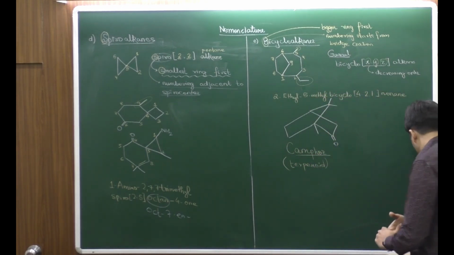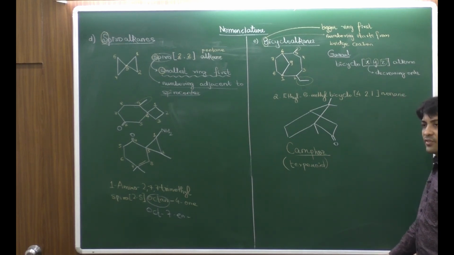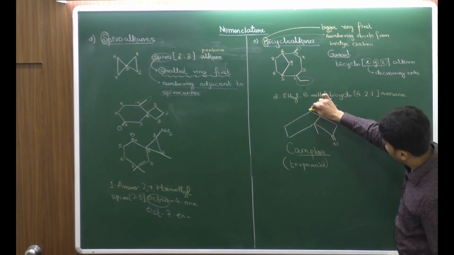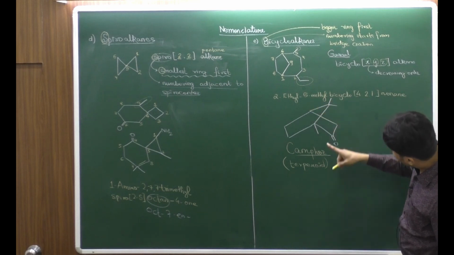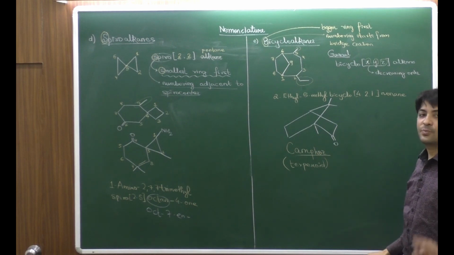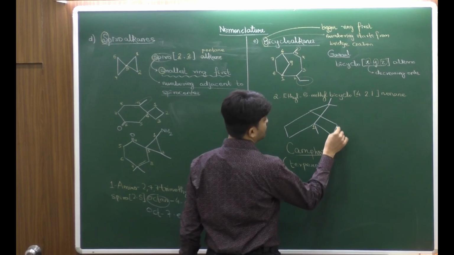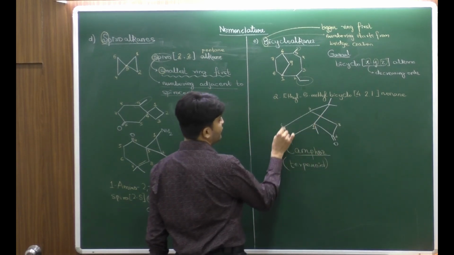Now the numbering. Most important part is numbering. First look at the two rings. Are they of different size? No. So bigger ring, smaller ring का concept apply नहीं होता है. अब functional group के priority पे आ जाता है. तो numbering has to be started from the bridge carbon, either this or this. Now I will start from this carbon because the ketone should get the lowest possible number. बस. So I'll start with number 1 here, then 2, then 3, then 4, 5, 6.